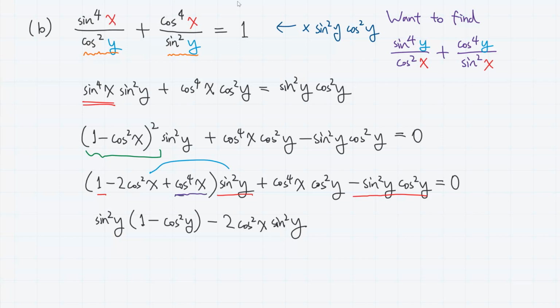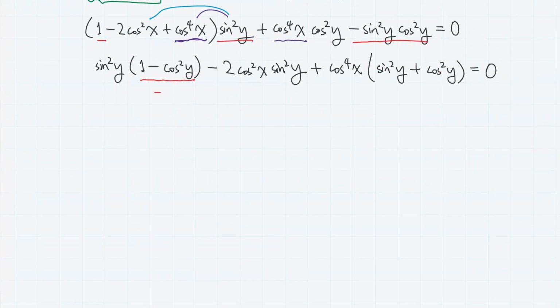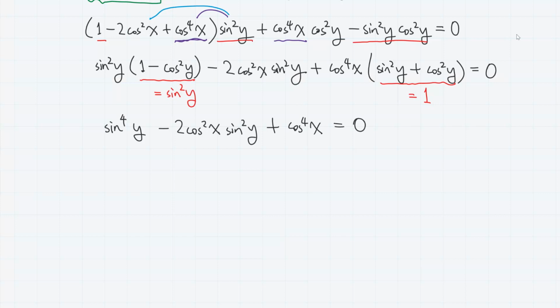And then cosine to the power of 4x is in here and here. So cosine to the power of 4x times sine squared y plus cosine squared y. So this 1 minus cosine squared y equals sine squared y, and sine squared y plus cosine squared y equals 1. So we have sine to the power of 4y minus 2 cosine squared x sine squared y plus cosine to the power of 4x equals 0. And the left hand side is the perfect square again. This time sine squared y minus cosine squared x, squared.